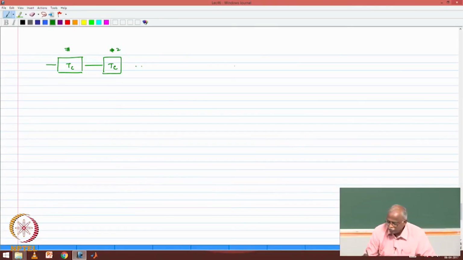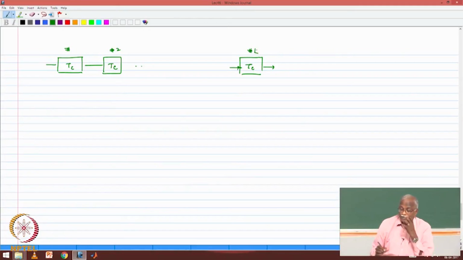So the structure is as follows. I have a chain of delays, Tc, this is delay number 1, delay number 2, all the way to delay number L. And you say, well, this looks like the channel itself. No, there is a slightly different structure that is going to ensue. So I take the first tap, multiply it with G star of T minus LTc.